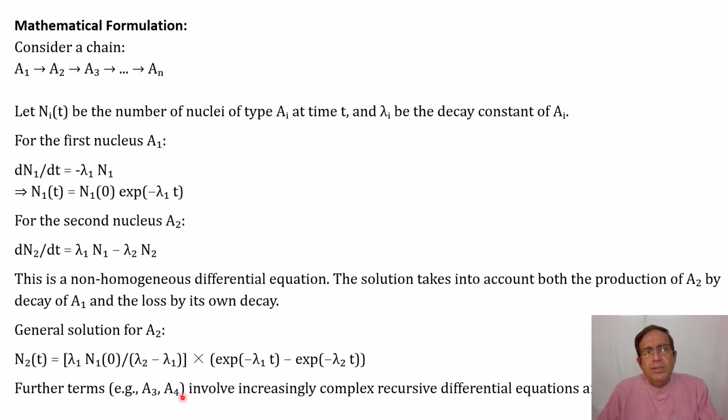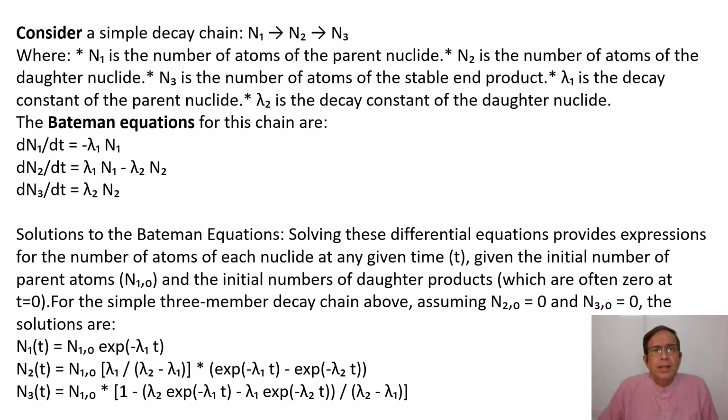Similarly, if you continue the chain further, if you want to find A3 and A4, it involves increasingly complex recursive differential equations and the solutions are even more complicated. So we will take a very simple example. Now the simple decay example that we are taking consists of three terms only, that is N1 is changing to N2 and then N2 is changing to N3. So basically only three members are there in the chain.